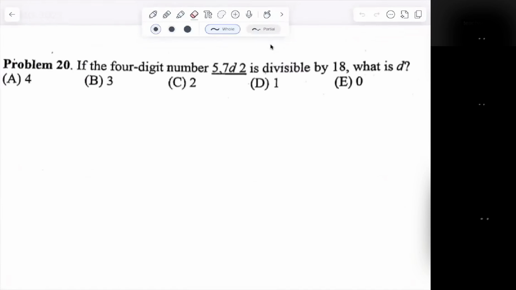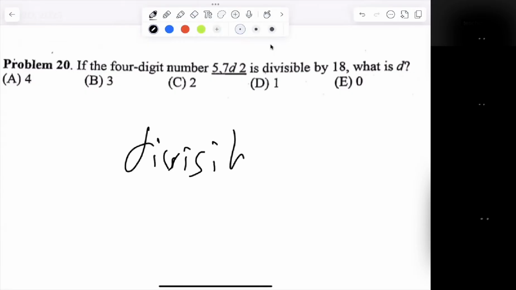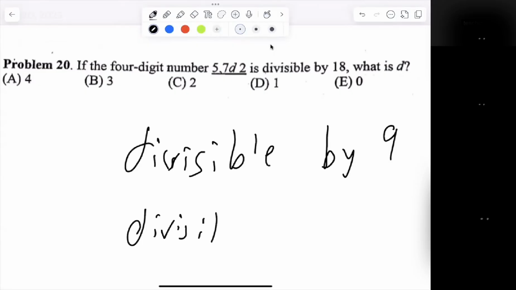Well, from here we can notice that to be divisible by 18, first you've got to be divisible by 9, and divisible by 2. It's clearly divisible by 2, so all we need to do now is to make it divisible by 9. Well, what can D be?